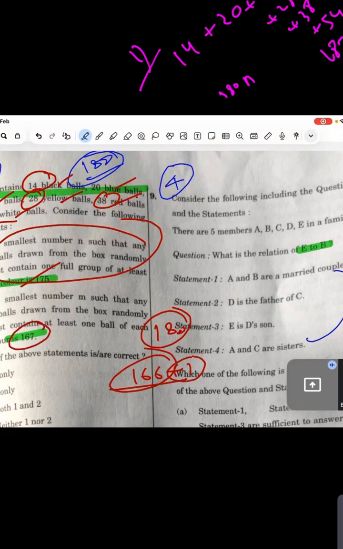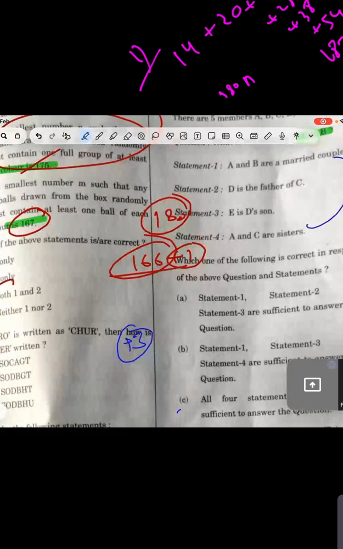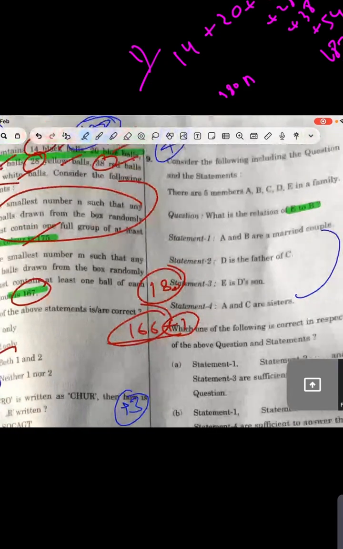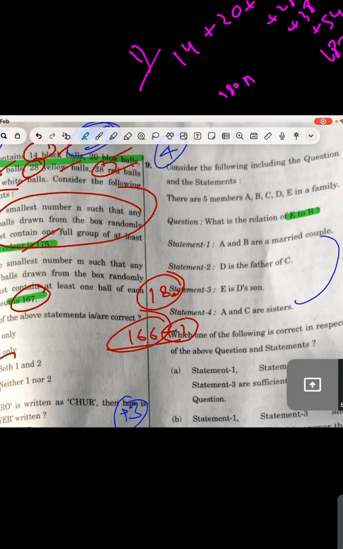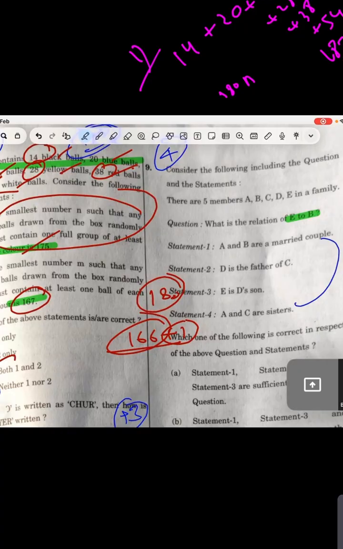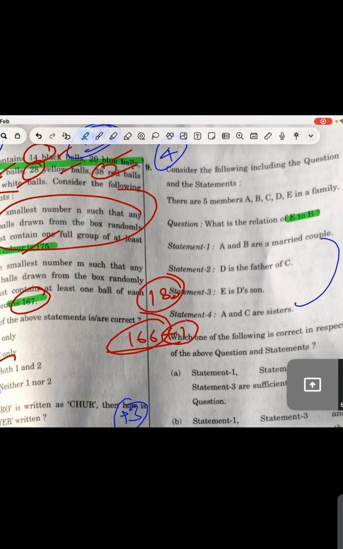Now we have at least one ball of each color actually. Why are you adding plus one here? Tell, Priyal. Tell, Bhagya. Priyal, if you take out 166, maybe 14 balls are left. Maybe the 14 balls are all black. So black you can't take out, right? At the 166th ball.